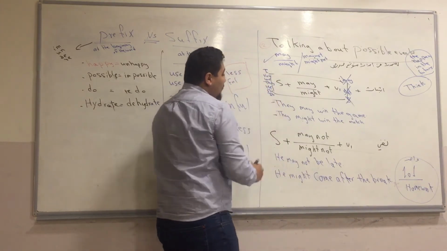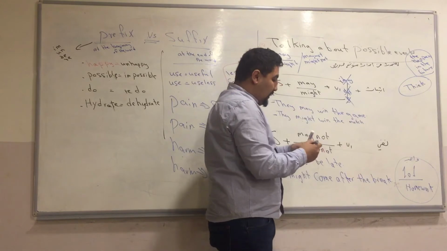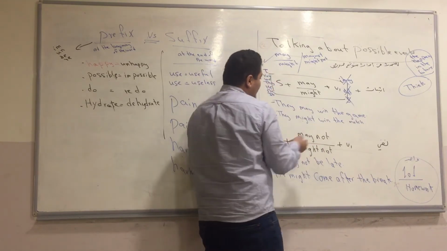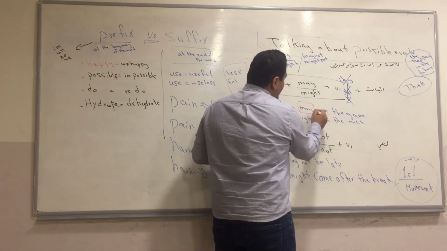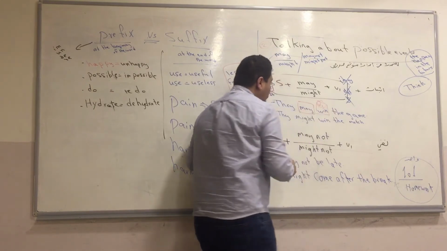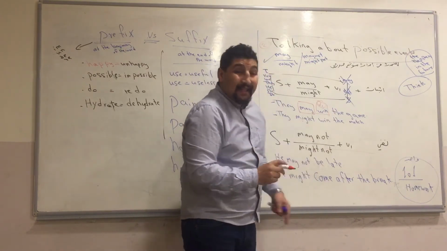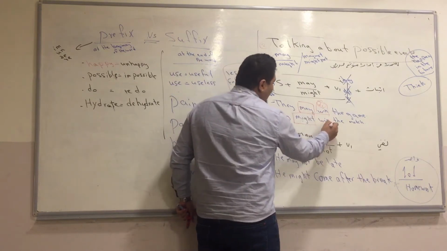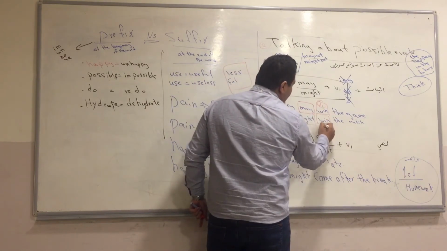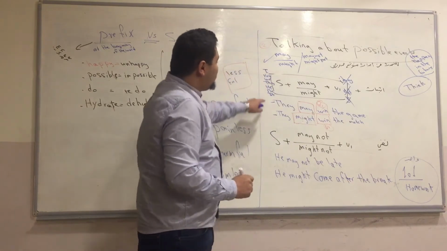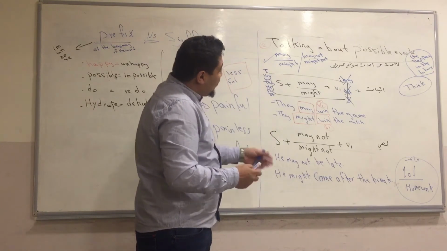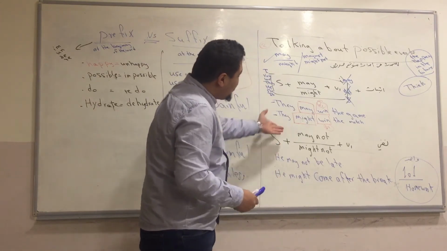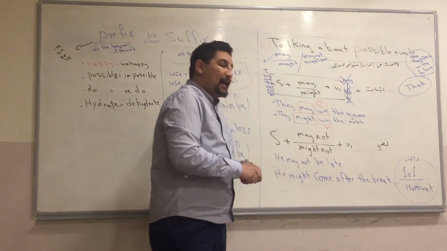Number 1. They may win the game. You see here we use may, then we use verb 1. Next one. They might win the match. So as you can see here we used might, then we used verb 1. This is for affirmative.